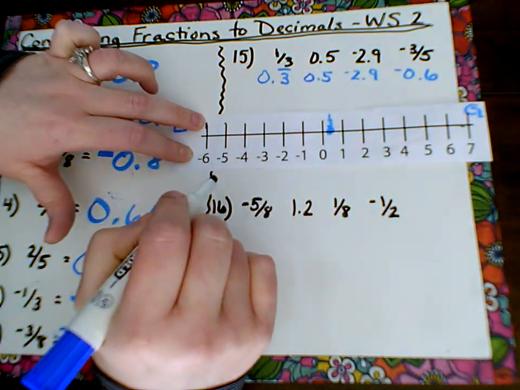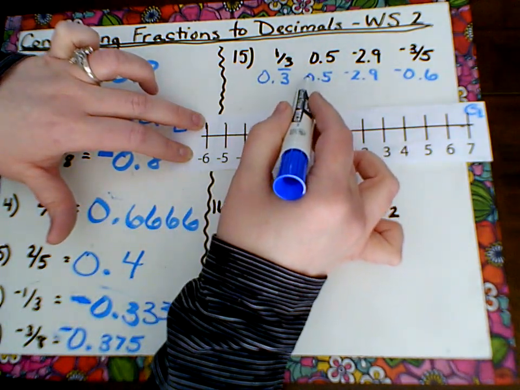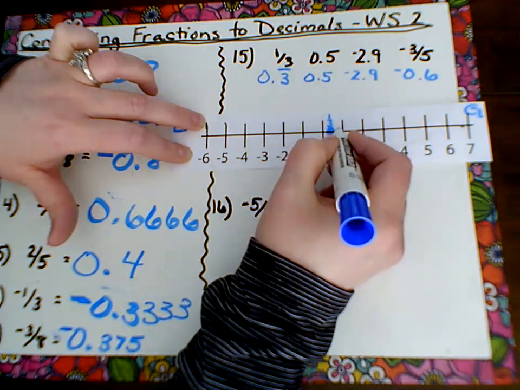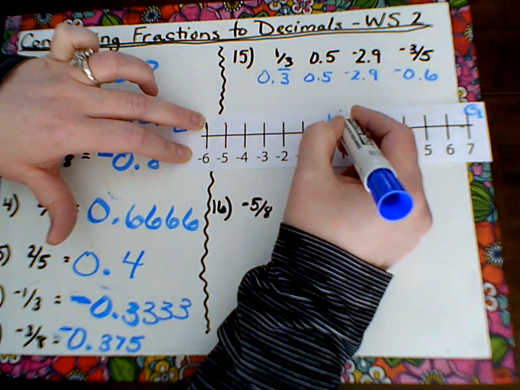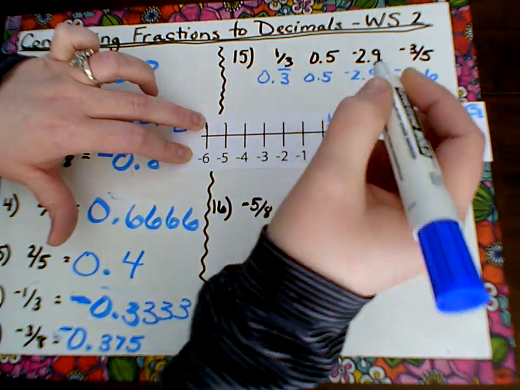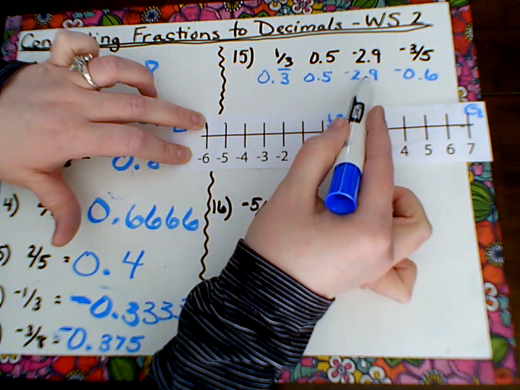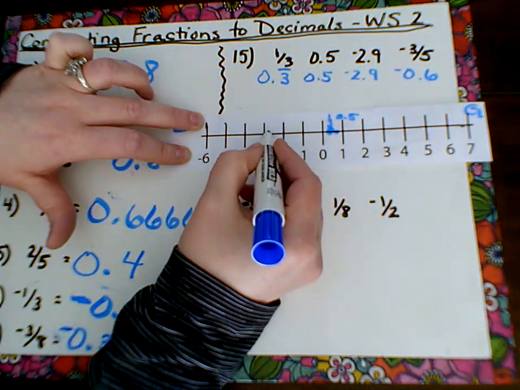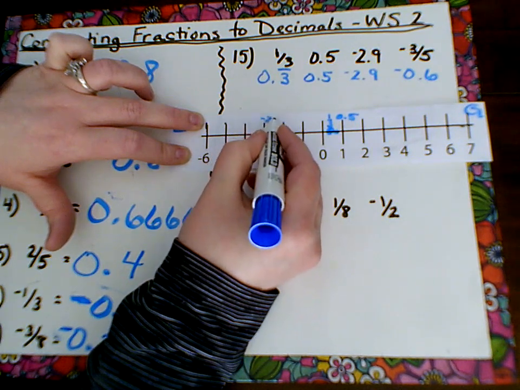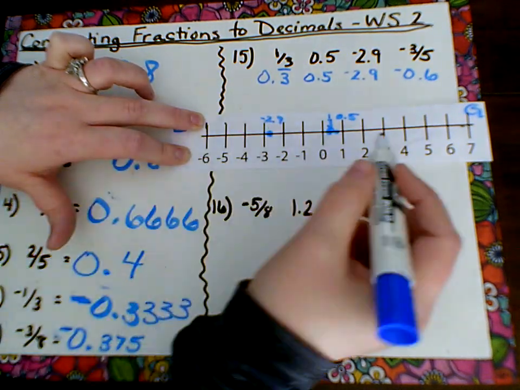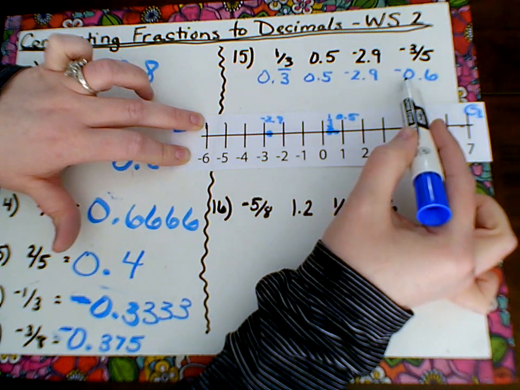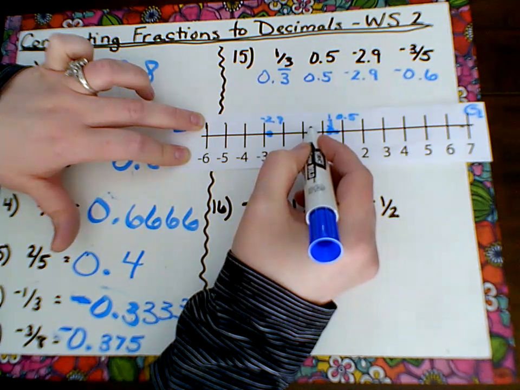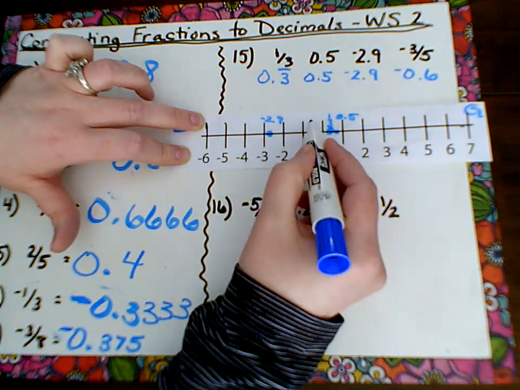I know you probably can't read it, but I can. Then 0.5. Well, that's a little bit further this way, even though that's not completely accurate on my number line. 0.5. Then -2.9, so that is almost -3. Above it, I'm going to put -2.9. Then I'm going to plot -0.6. So here's 0, so -0.6 is about right there.